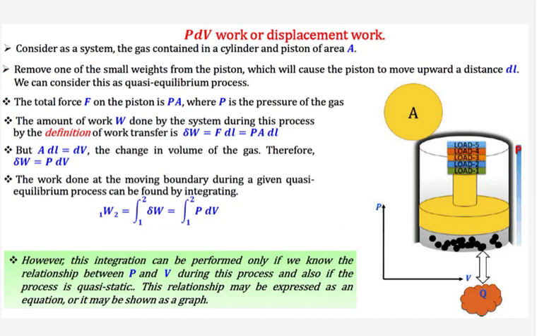If P is constant, that is a special case. If P is constant, we will see that also, but how will you know?